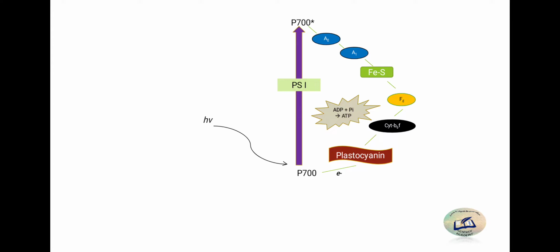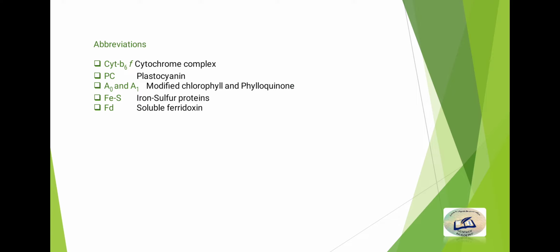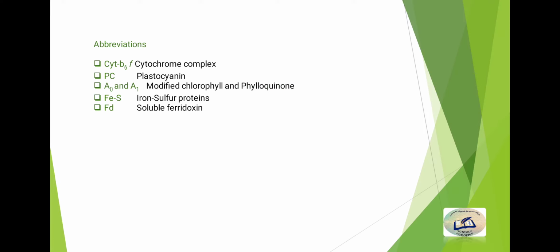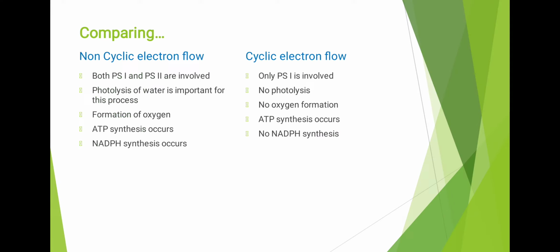So the important points we derive from cyclic photosynthesis are: only PS1 is involved. What are the important features? Only PS1 is involved, no photolysis of water, only ATP is synthesized and no reducing power. So these were the abbreviations I also mentioned in the previous slide, and likewise in this slide also, take a note. Now this is the basic comparison between the non-cyclic electron flow and cyclic electron flow, which will help you to recollect whatever we have read in the previous slide also.